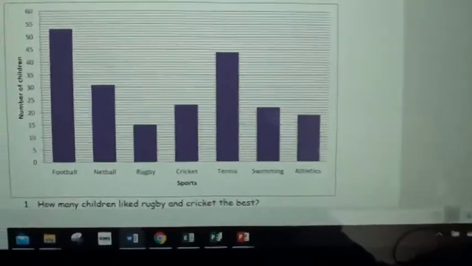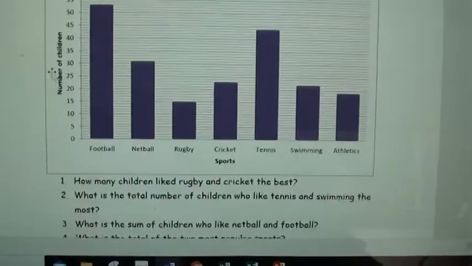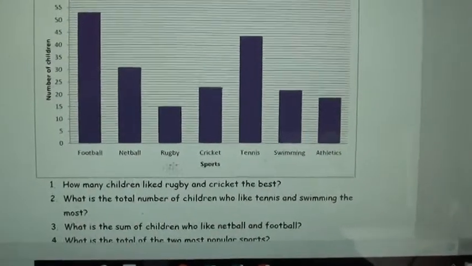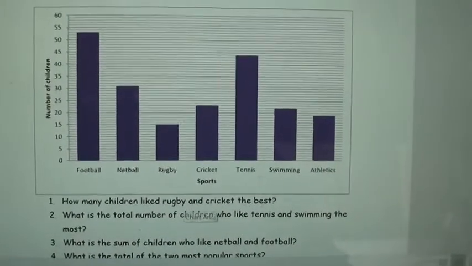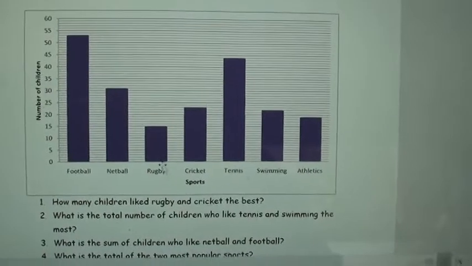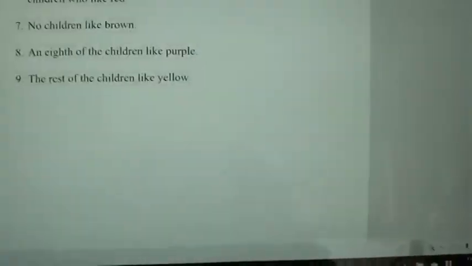Favourite sports. Look at the lines and look at the numbers really carefully. Read the questions and good luck. How many children liked rugby and cricket the best? So you have to add rugby and cricket together. That's hard.